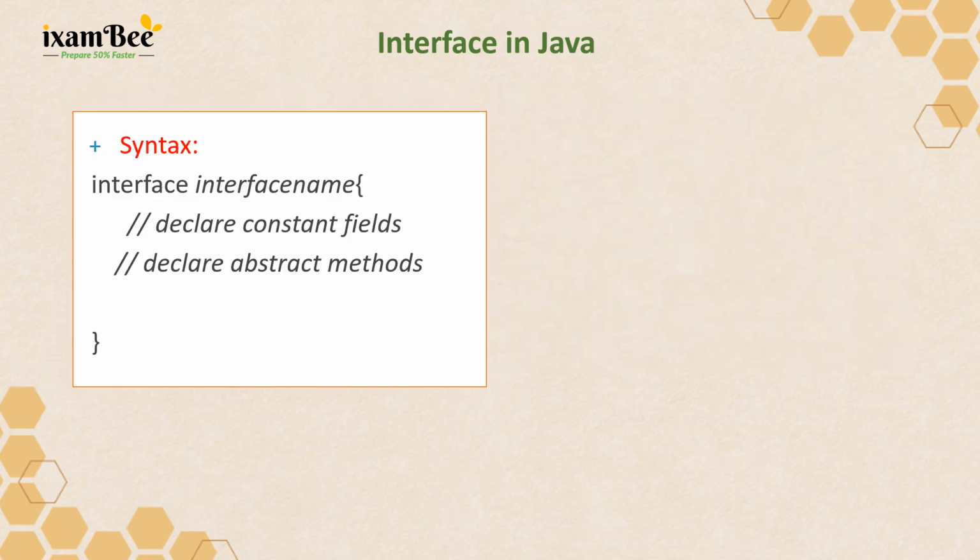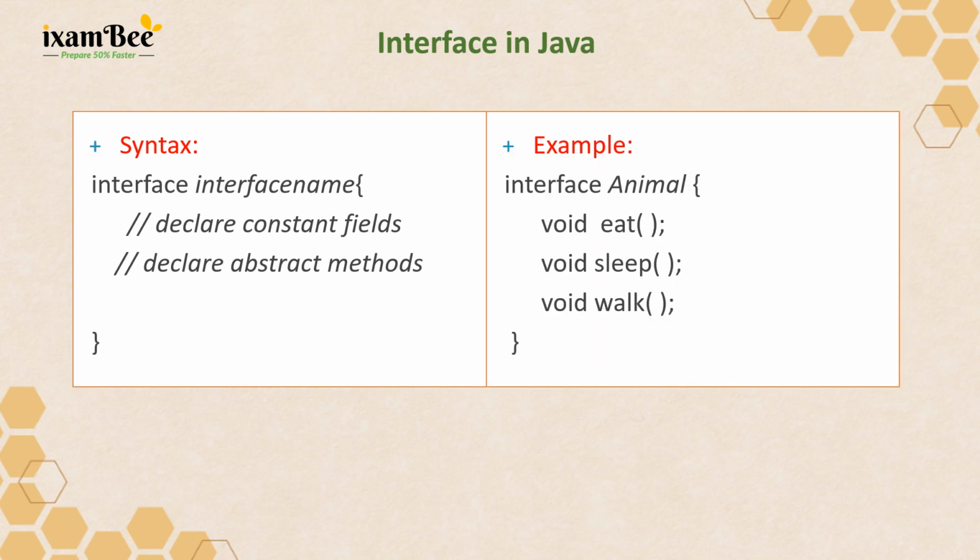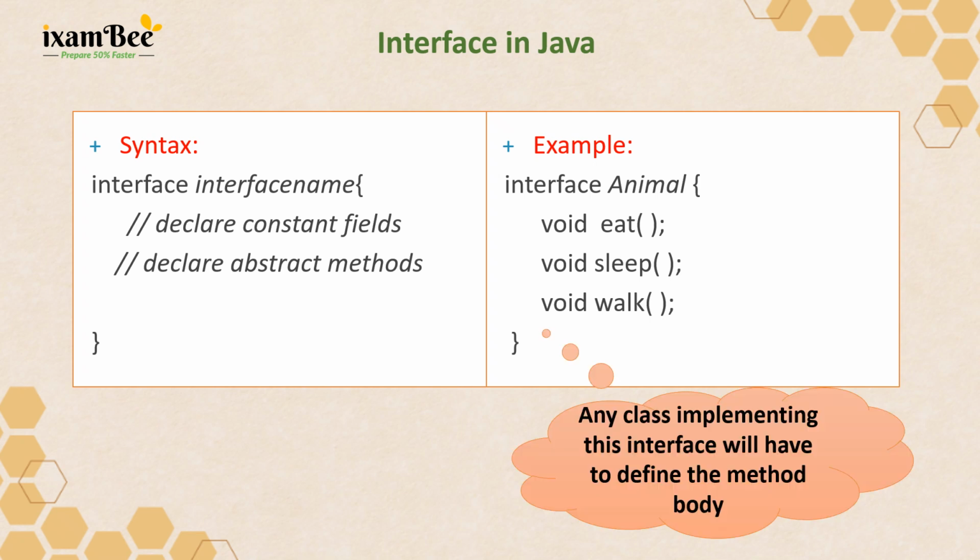In order to create an interface in Java, you will have to use the interface keyword followed by the interface name. Within brackets, you can declare constant fields and also the abstract methods. As an example, here we are creating an interface called animal, and we are giving 3 abstract methods, eat, sleep, and walk, in the interface called animal. Any class implementing this interface will have to define the method bodies.